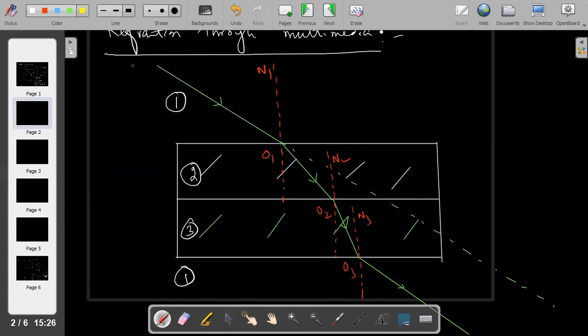And this is the angle of incidence I1, angle of refraction R1. Always have to measure with respect to normal. This is the angle of incidence R1, and this is the angle of refraction R2. And finally this is the emergent angle, E.